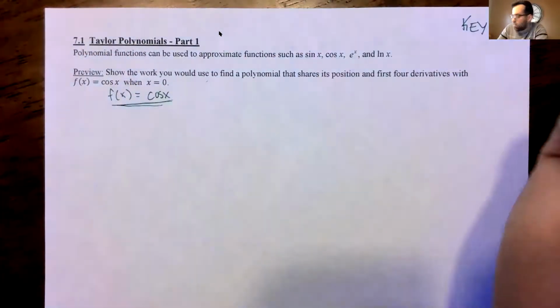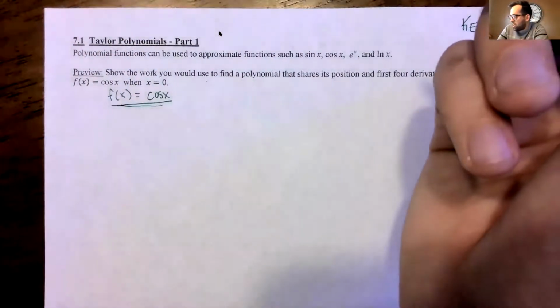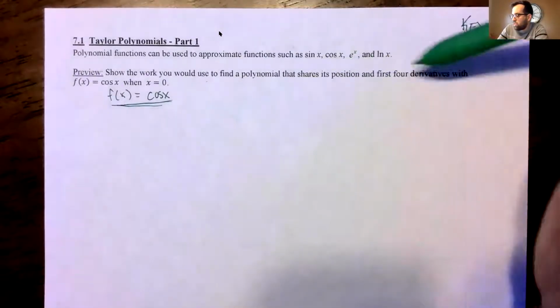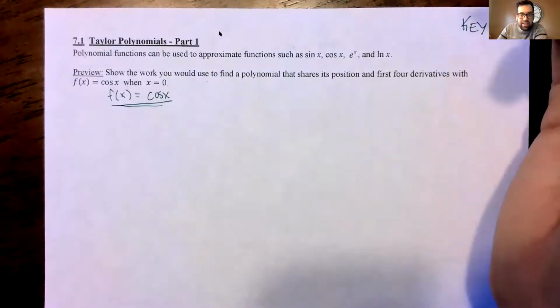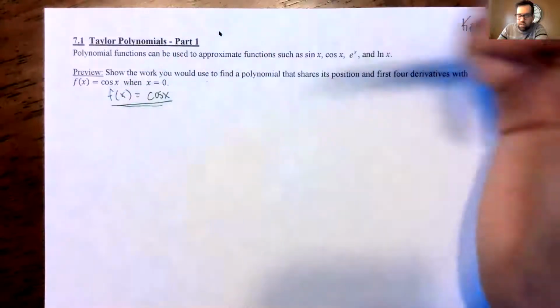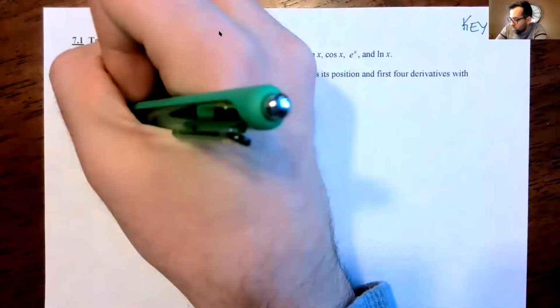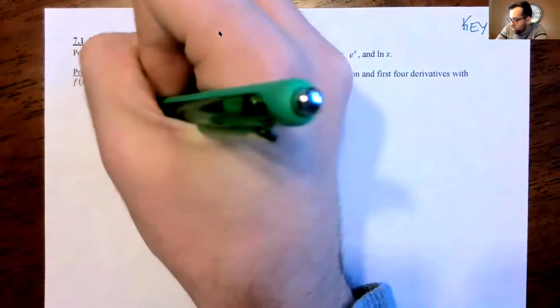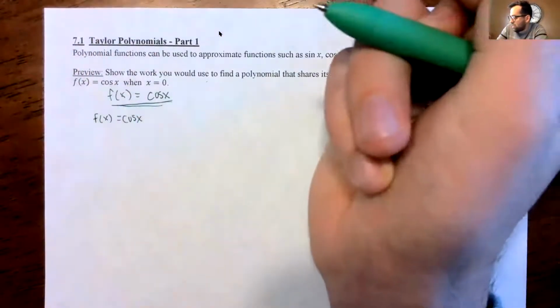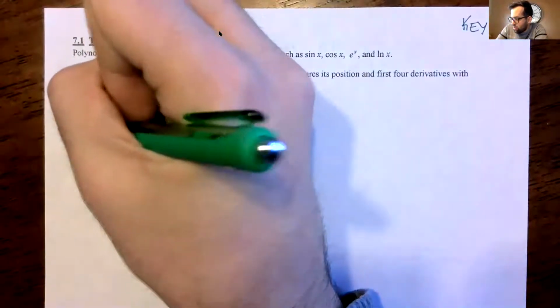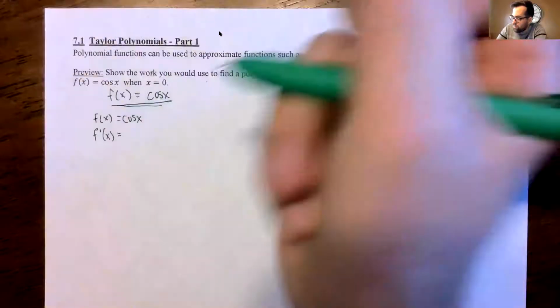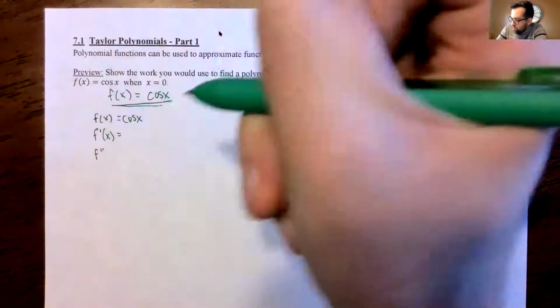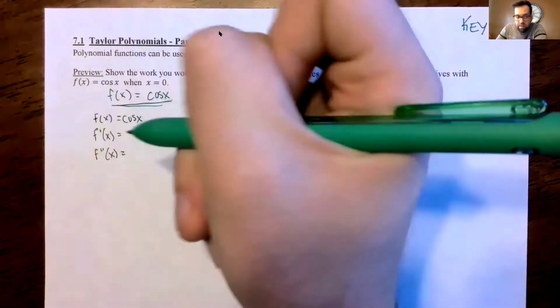Okay, so if we're going to be matching the position and the first 4 derivatives, we're going to need the first 4 derivatives of this function at our disposal. So I'm going to start with just the original function, and I'm going to take the first 4 derivatives. So we're going to need f prime, f double prime, f triple prime.